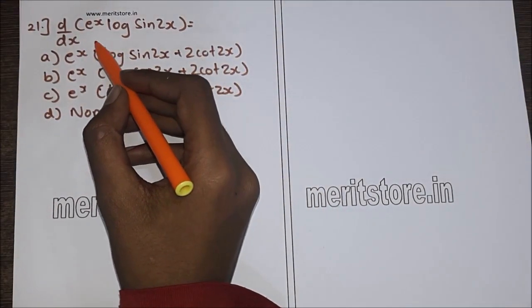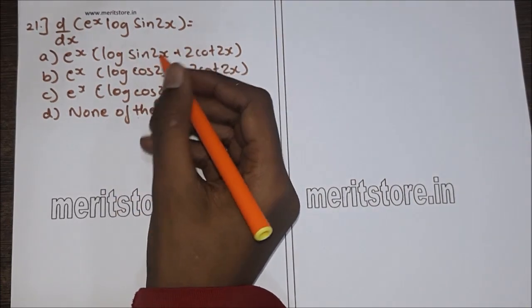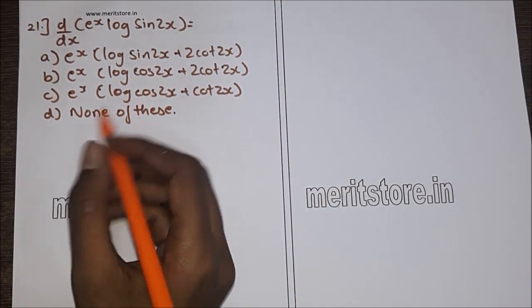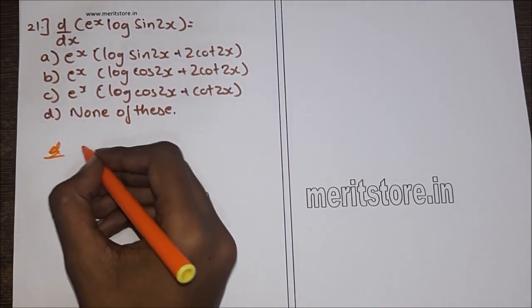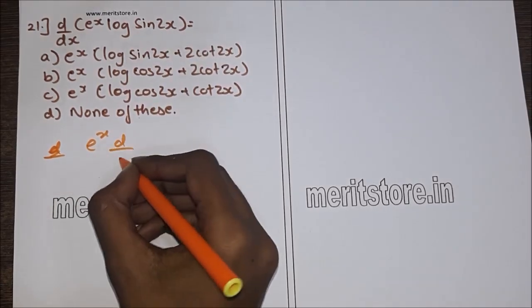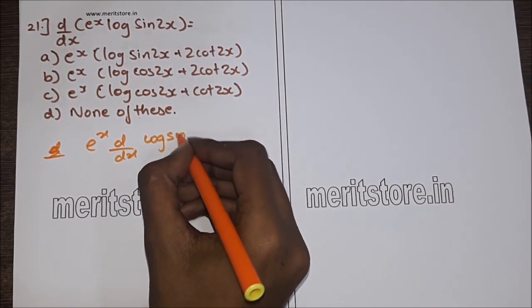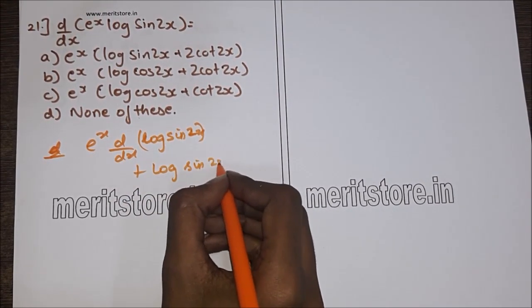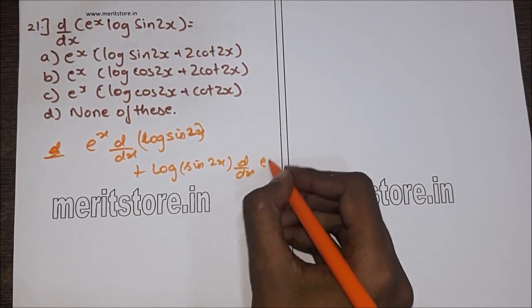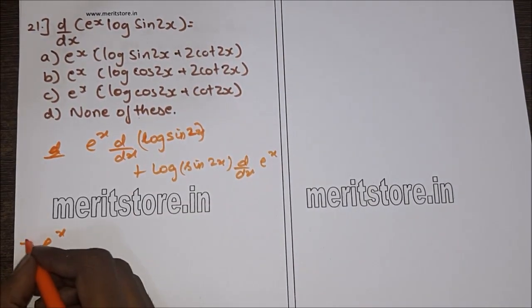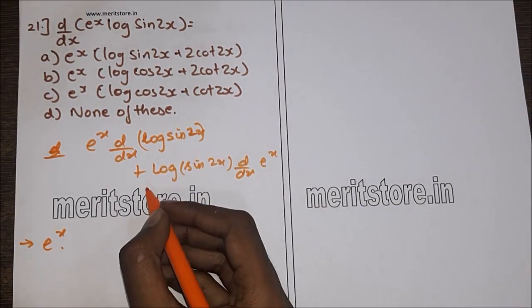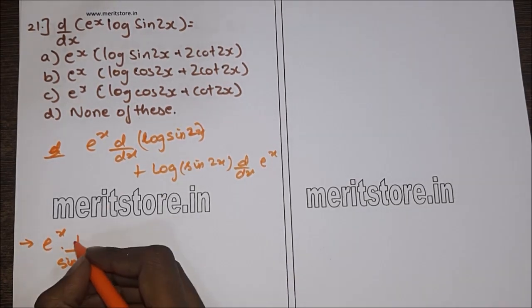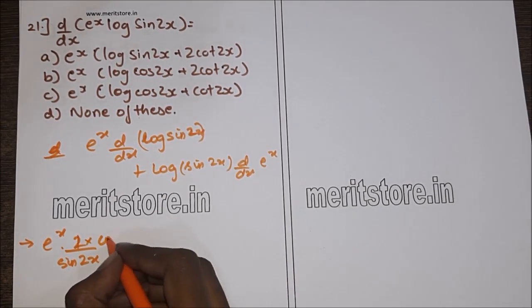We have to find the derivative of e raised to x into log of sine 2x. So this is in the form of u into v. So formula for differentiation of u into v is u into derivative of v, that is d by dx of log of sine 2x, plus v into derivative of u. So this is e raised to x into derivative of log of sine 2x is 1 by sine 2x into derivative of sine 2x. So this is 2 into cos 2x.